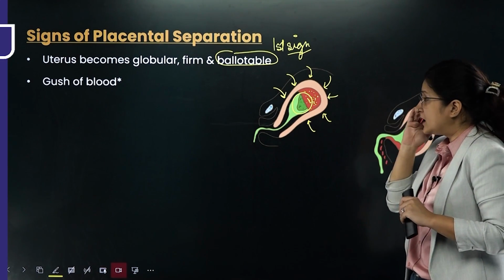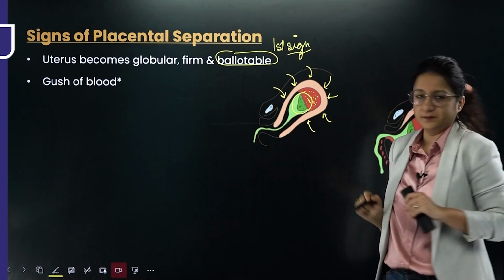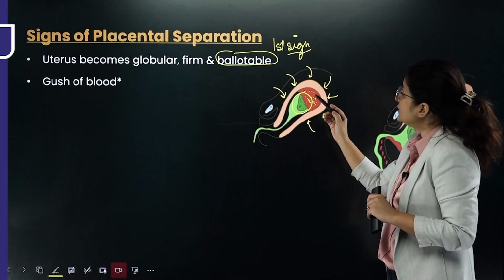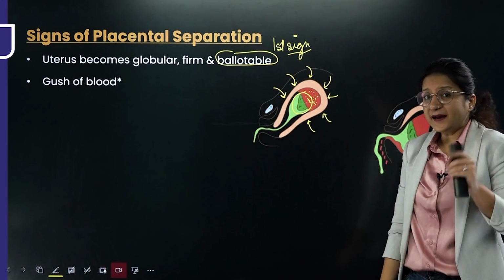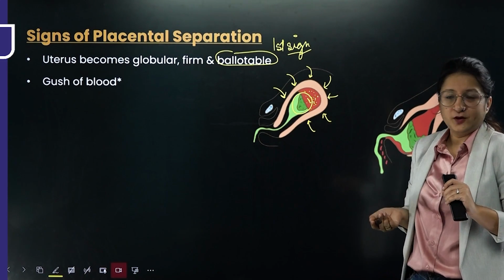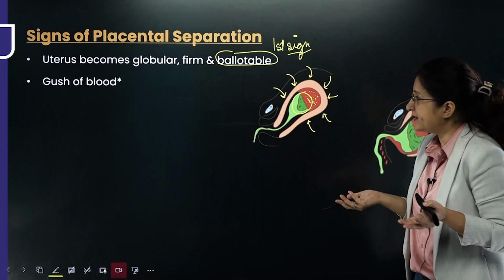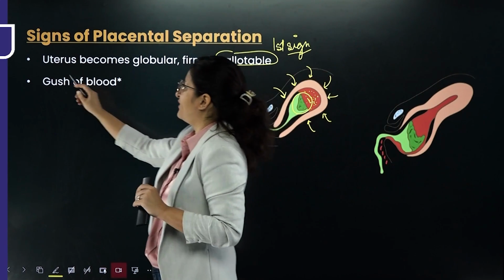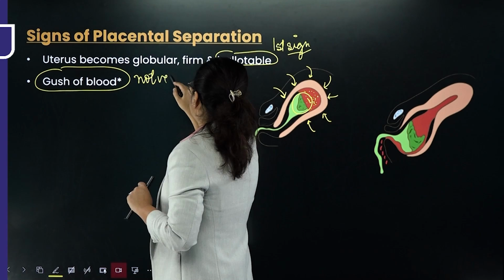And then there could be a gush of blood. Now remember here that when the placenta is separating by central method, okay, the gush of blood may not be evident till very late. And like I told you, with marginal methods of separation, the gush of blood, or the trickling of blood, can occur even with partial placental separation, right? So gush of blood is not very specific.